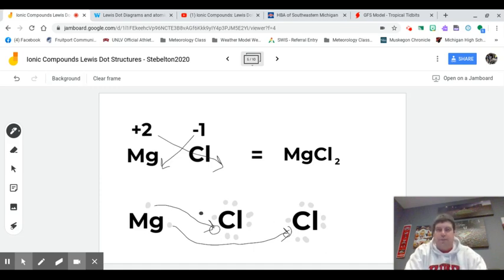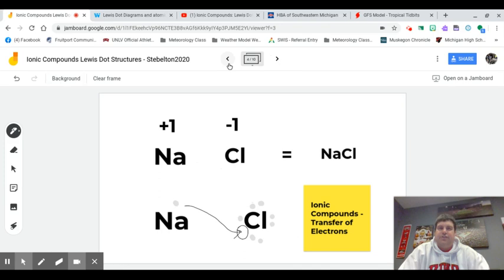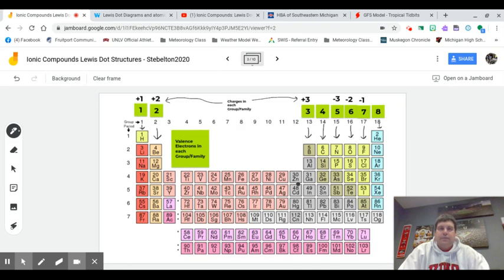Just if you can show me that you understand how these electrons are transferred between the 2 atoms, I'll accept this right here as your answer. Okay, one more before I sign the assignment. Here's one, aluminum oxide, aluminum and oxygen. So let's go back actually to find the charges of these.